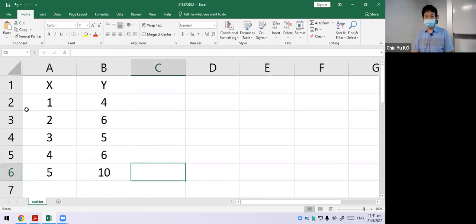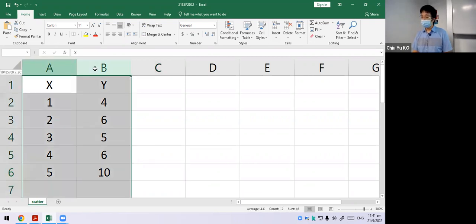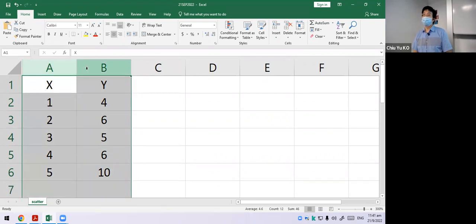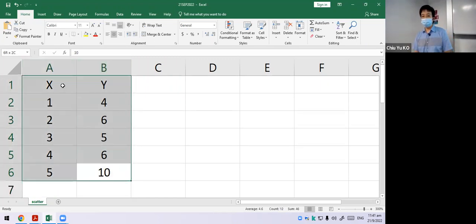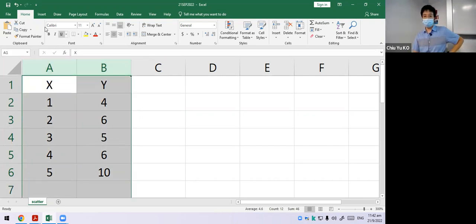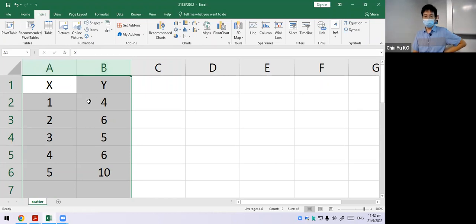For the plot, I input the numbers here, and I would highlight the two columns. There are two ways to do it, but I would recommend you highlight the two columns. The reason is that if you want to add more data, the plot will adjust automatically. If you just highlight this and do the thing, then new data will not be reflected in the plot. So this is some minor tips that you may want to follow. So I have this, okay?